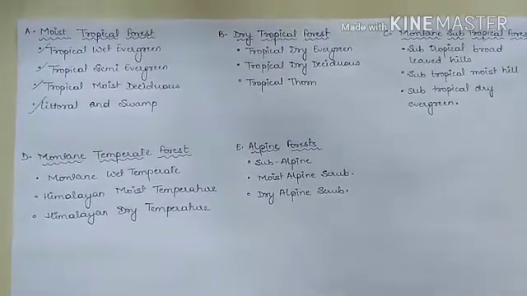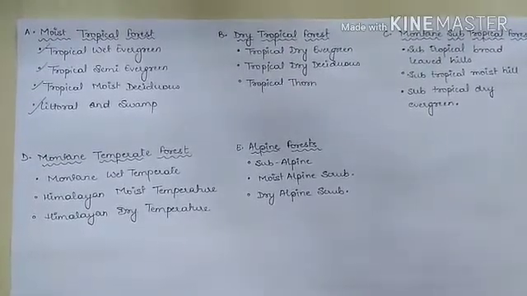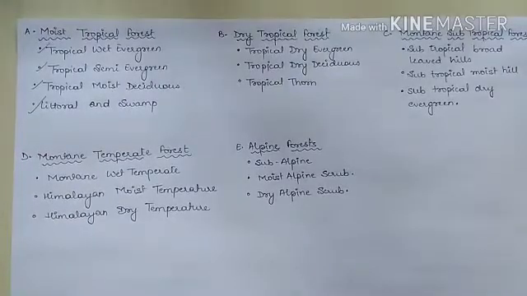Then next we have the second category of forest, that is dry tropical forest. Now in dry tropical forest we have three subcategories: tropical dry evergreen, tropical dry deciduous, and lastly tropical thorn.